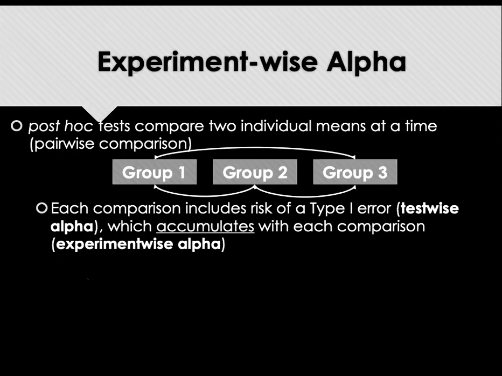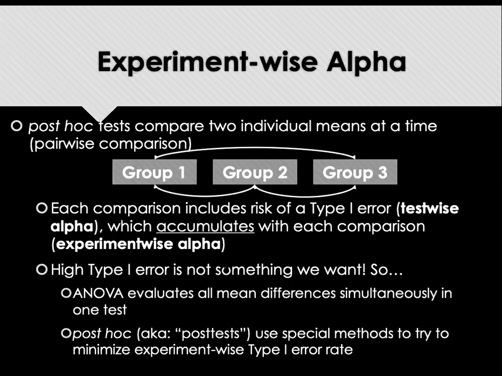And so a high alpha is bad, right? We don't want to inflate an alpha beyond 5%. 5% we've decided we're okay with, we'll accept that, but we don't want to go beyond 5%. So remember, this was the whole reason we did an ANOVA in the first place, because we didn't want to do 3 different t-tests and have a huge alpha. And so ANOVA evaluates all the mean differences simultaneously in one test. So our alpha stays at 0.05, and that's good.